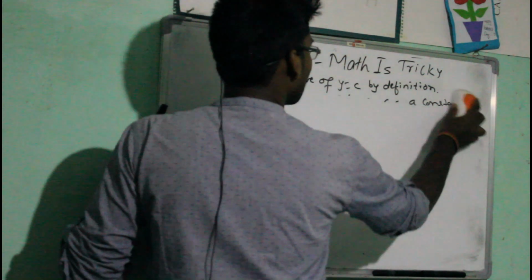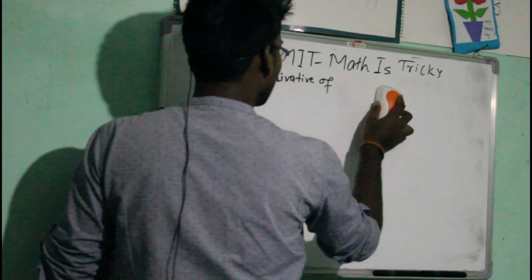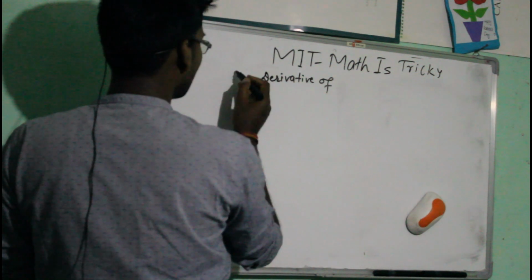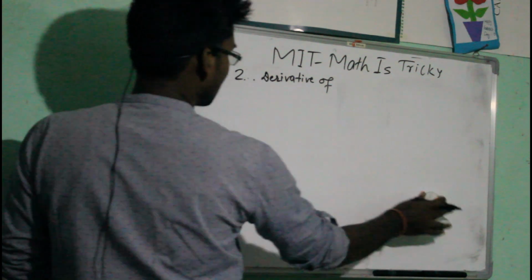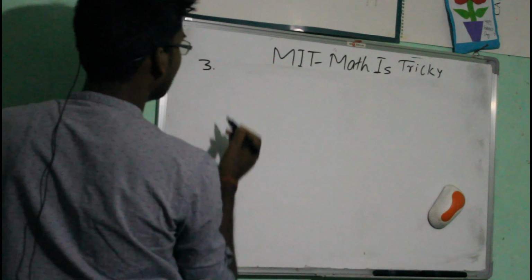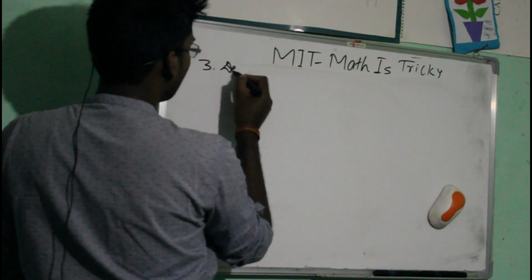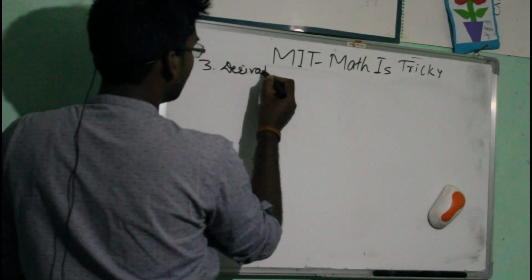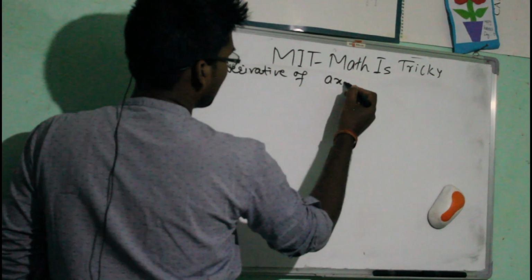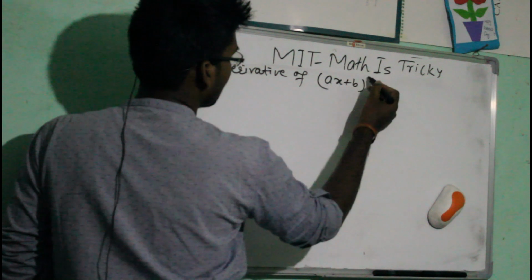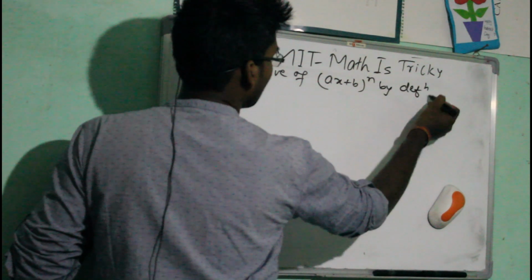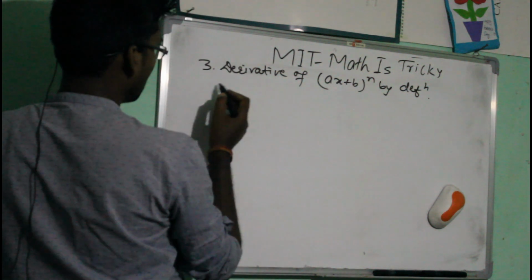Let's see another example. This was question number 2, which I have already solved. Now let's solve the third question: the derivative of ax plus b power n by definition again. So how do we calculate it?